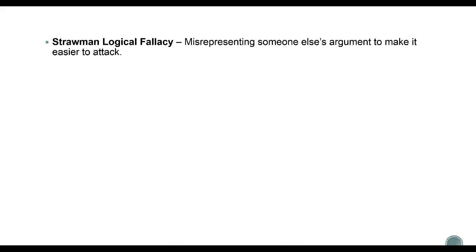Another type of logical fallacy is called the strawman logical fallacy. And this is when you misrepresent somebody else's argument to make it easier to attack. So like I talked about with essay 1, it's important to represent other people's points of view in your essay. But when you bring in an author's point of view or a counter-argument that goes against your view, you want to make sure that you represent that view fairly. When you don't represent it fairly, you're committing the strawman logical fallacy.